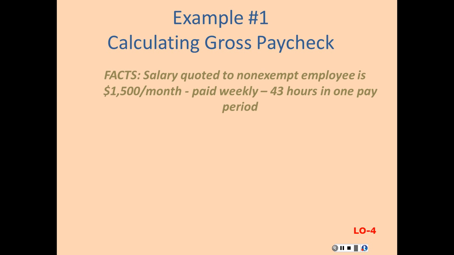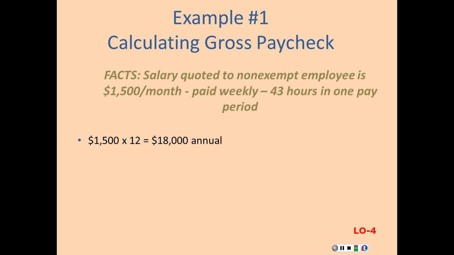So we're going to calculate some gross paychecks in this situation where we have a periodic wage, not an hourly wage. Let's take a look at this first one. The facts given to us here are that we have a $1,500 a month agreement for a non-exempt employee. They're paid weekly, and they work 43 hours in one pay period. So we're going to deal with that 43-hour pay period here.